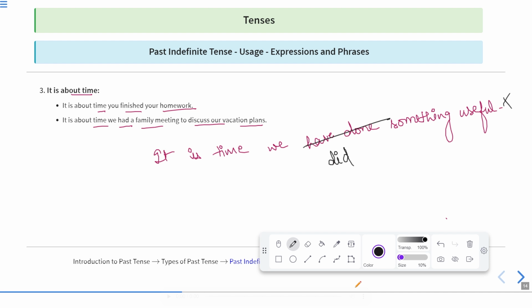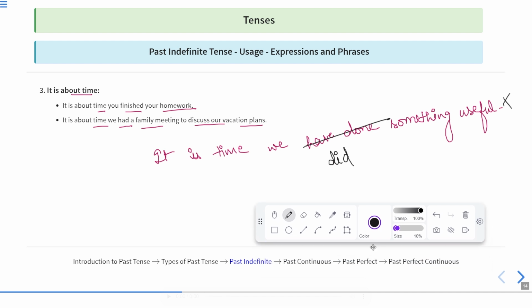In the next session, as I told you, we will be covering another 3 points, that is past continuous, past perfect, and past perfect continuous. So I hope this much is clear to you all and you understood all these points very easily.